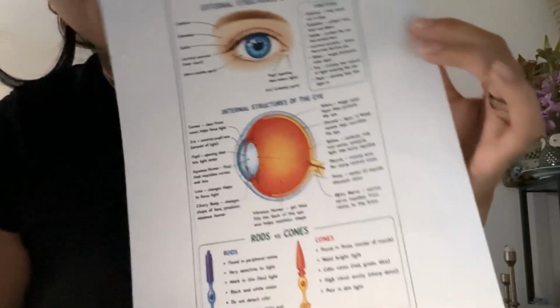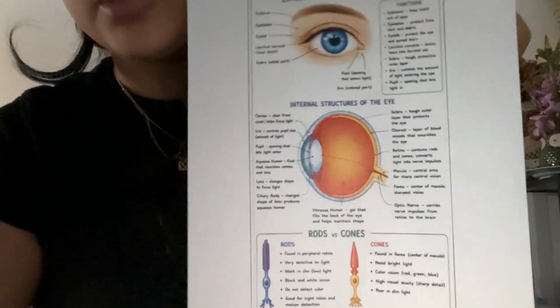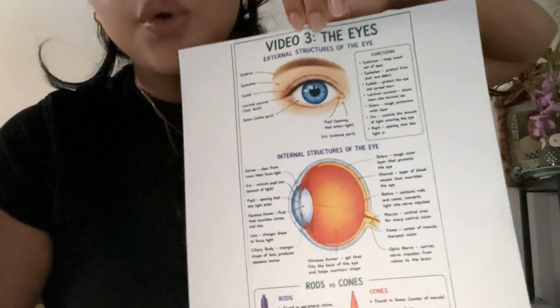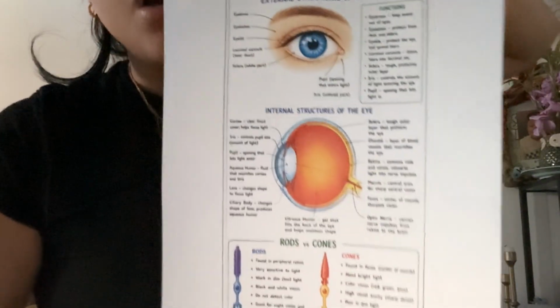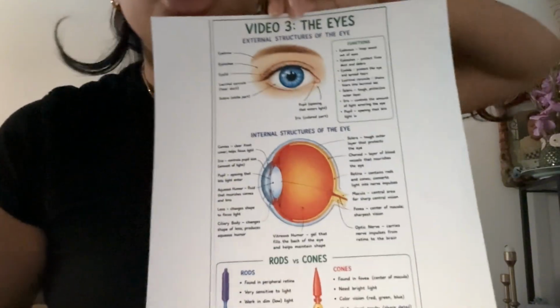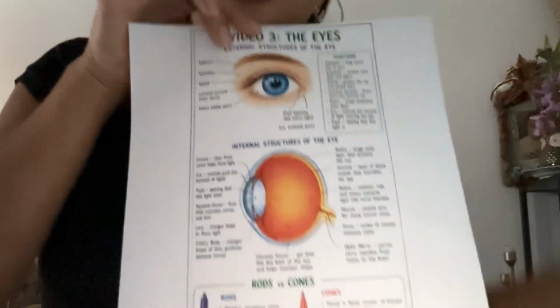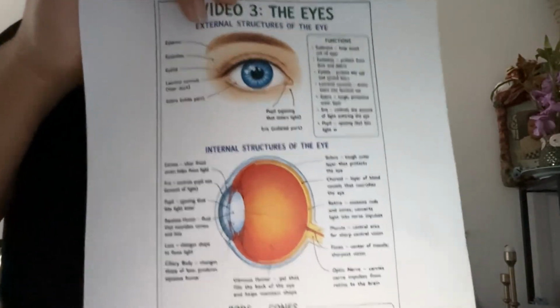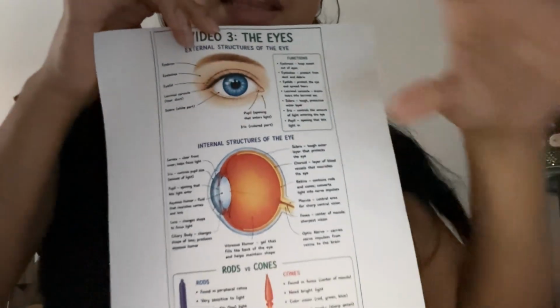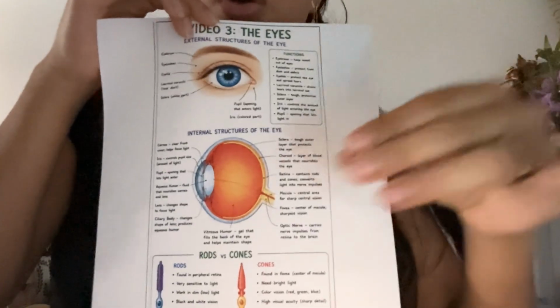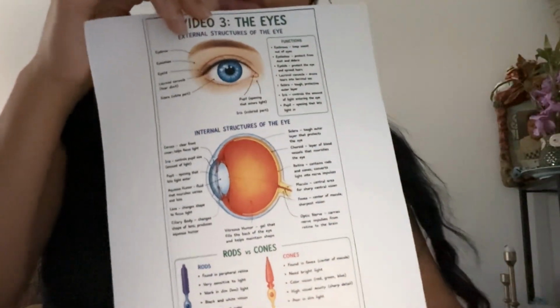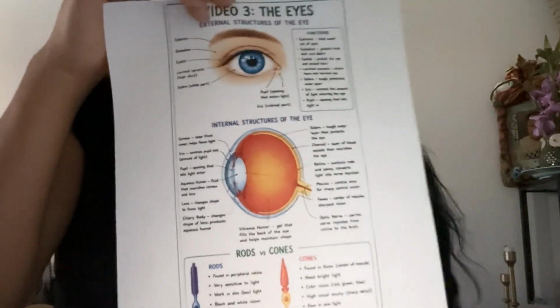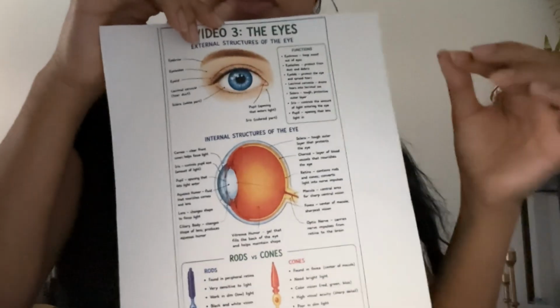In conclusion, overall, the eye contains many specialized structures that work together to focus light and send visual information to the brain. Rods are what help us see in dim light and detect any movement, while cones allow us to see colors and really fine details.